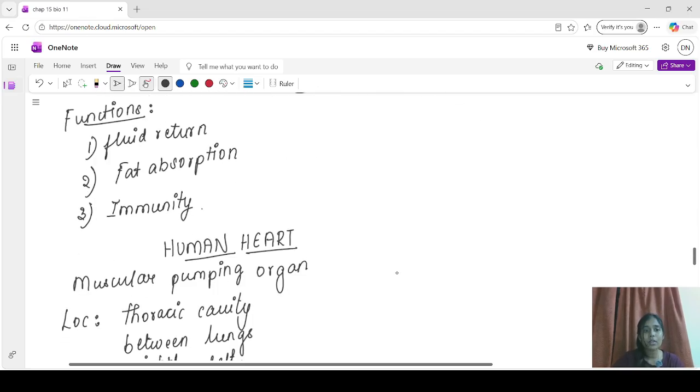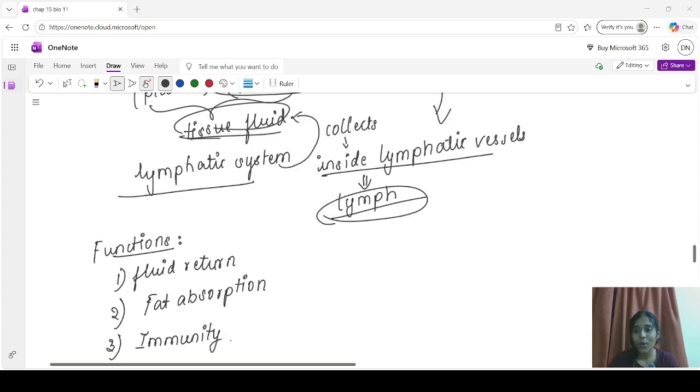So what are all the functions of lymph? Fluid return. So what is fluid return? It returns leaked fluid back to the blood. And fat absorption. Fat absorption is where lacteals absorb fats from the intestine. And immunity, as it contains lymphocytes. Okay, students, with this, I'll be completing part 1 of the video on body fluids and circulation.